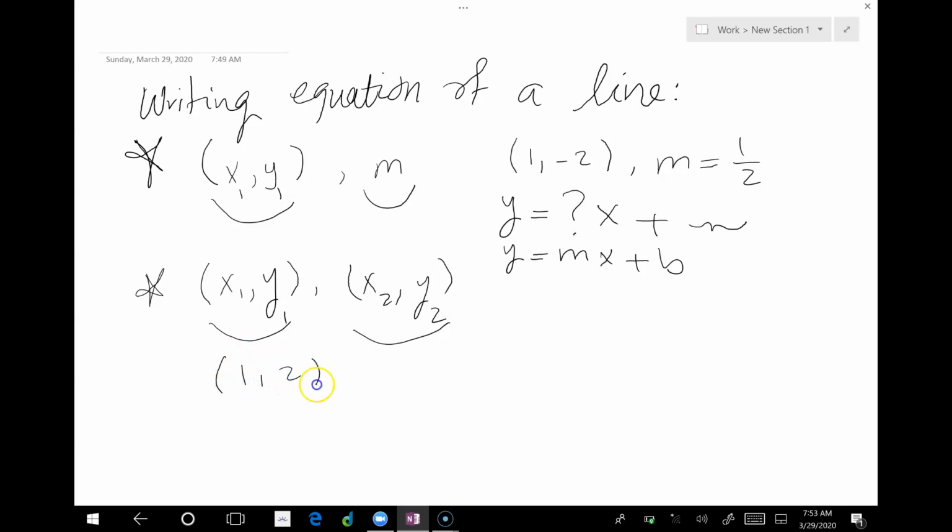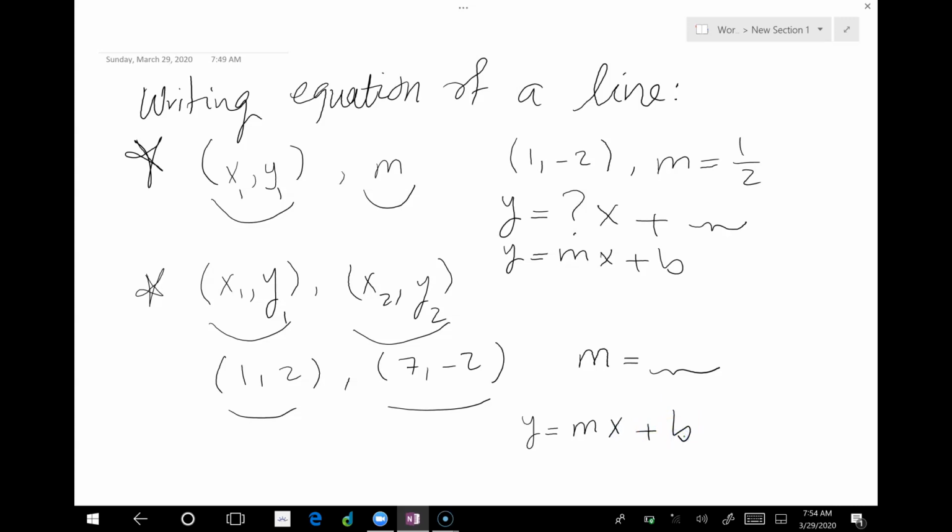I may give you two points, so (1, 2) and (7, -2). In such case, we're going to go over examples where you first find m, the slope, using these two points, and then use one of the two points to write the equation of the line, and the final form must be in form of mx plus b.